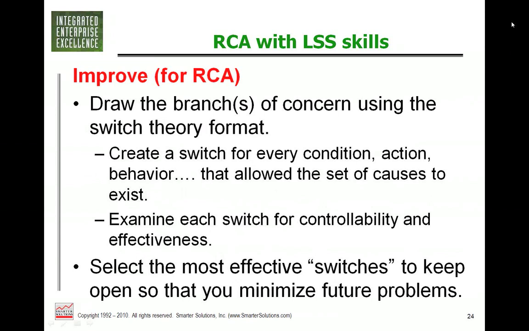You're going to then take that knowledge and diagram it in the switch pattern that we talked about. Create a switch for every condition, action, or behavior that would allow the bad effect to go on. Then you examine each switch for your ability to control it. Once I've built all my dependencies with series and parallel switches, you can find the most effective ones to put your control system on, because you really do not have to control all causes. You have to control a minimum number of causes so the problem won't occur.